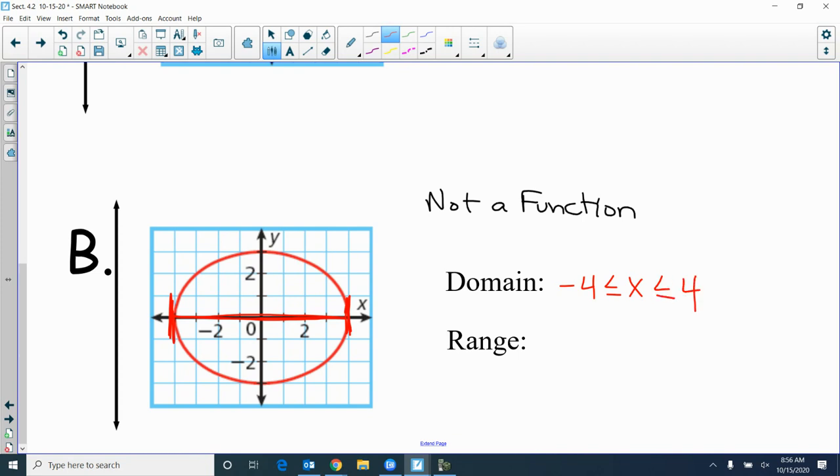Does it have a smallest y value, Allie? What would that one be? -3. Does it have a biggest y value? Yes, and that is +3, so it's going to be trapped in between there. -3 is less than or equal to y is less than or equal to 3. Make sure you put a y there.